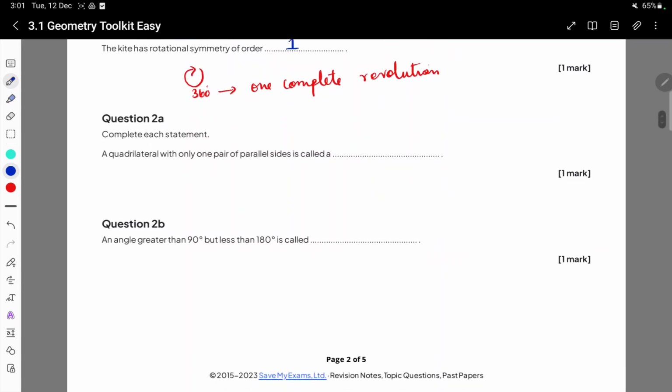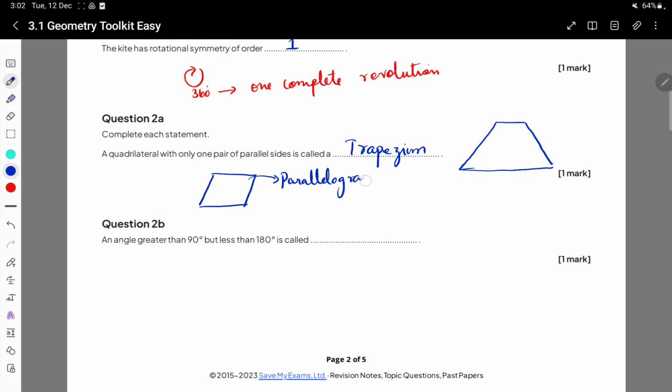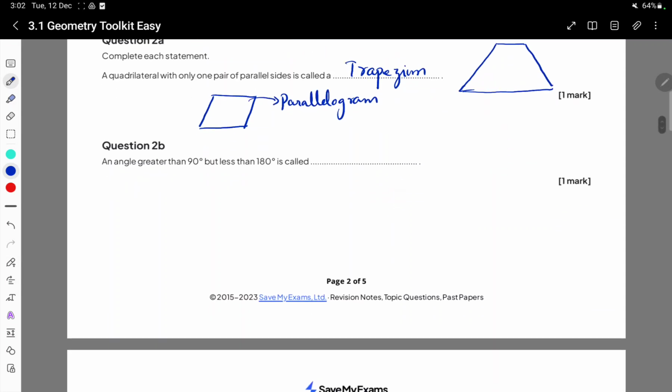So now question number 2a. A quadrilateral with one pair of parallel sides. If one pair is parallel, this shape is called a trapezium. If one pair of the quadrilateral is parallel, then we call that a trapezium. And if two pairs are also parallel, then we call this shape a parallelogram.